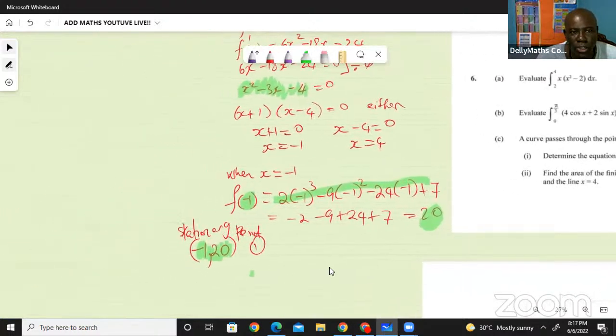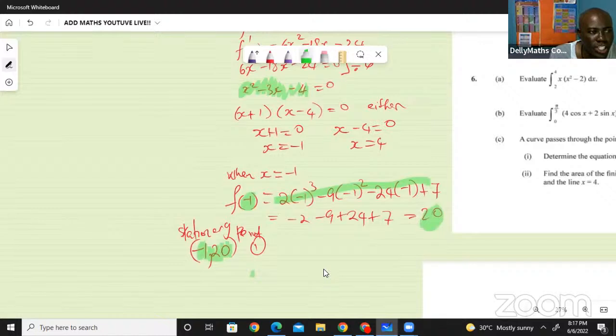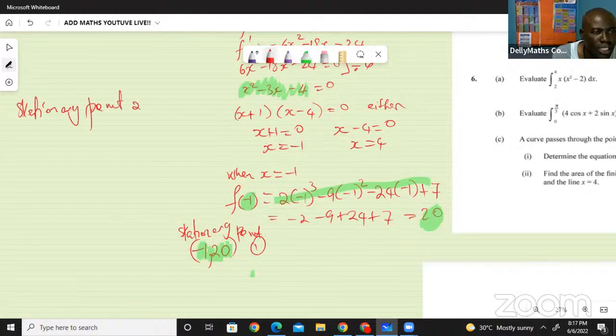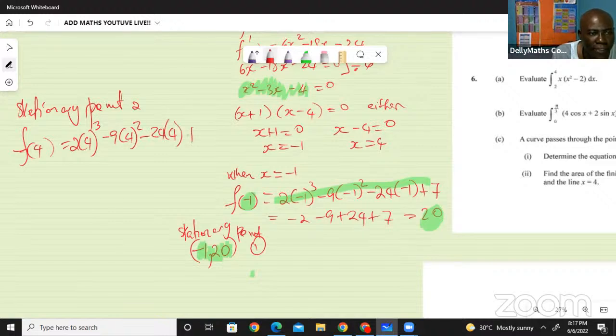We're going to go to stationary point 2. We're going to evaluate f of 4. So f of 4 is going to be 2 times 4 to the third, minus 9 times 4 squared, minus 24 times 4, and then plus 7.